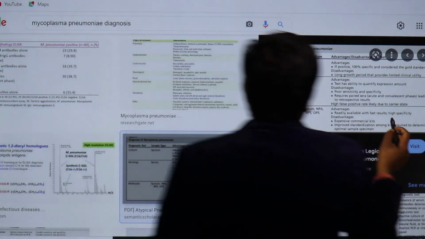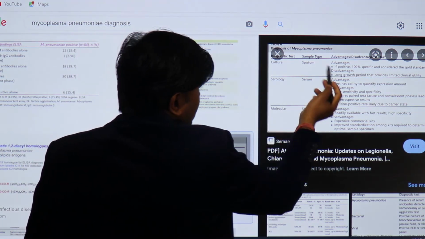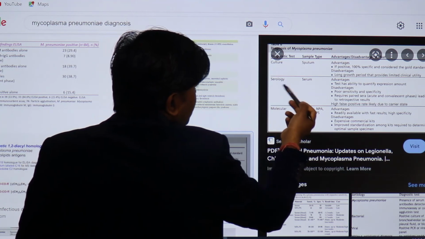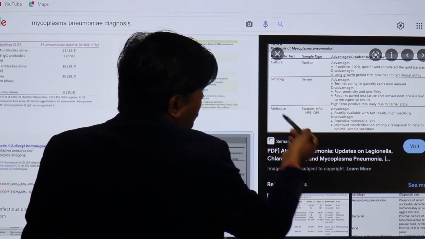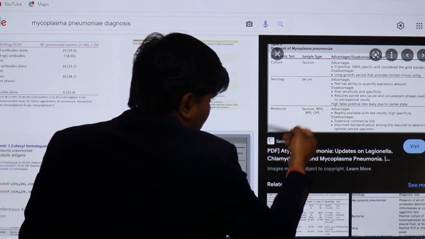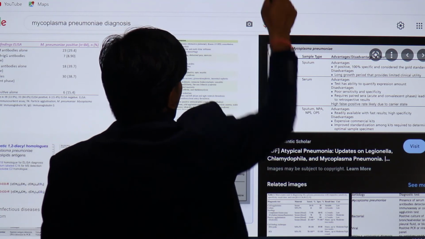If you see the diagnostic methods we have, we can do the culture, but culture will take a long time, and sputum will be the sample. A serological test can be done on serum, or you can go for the direct molecular test, where sputum or nasopharyngeal wash can be taken to demonstrate the organism.